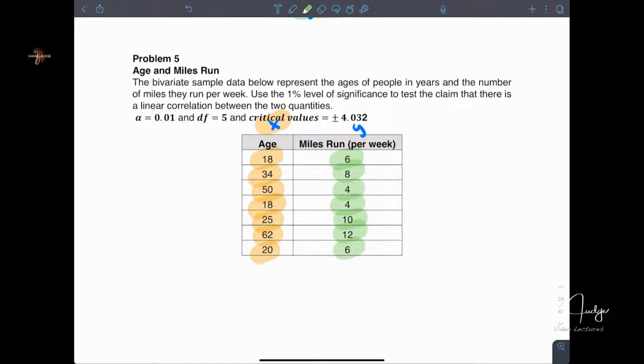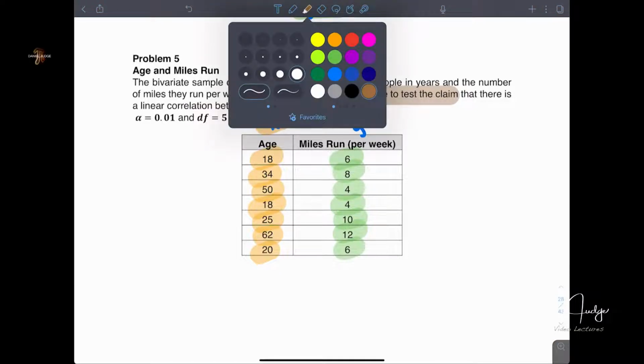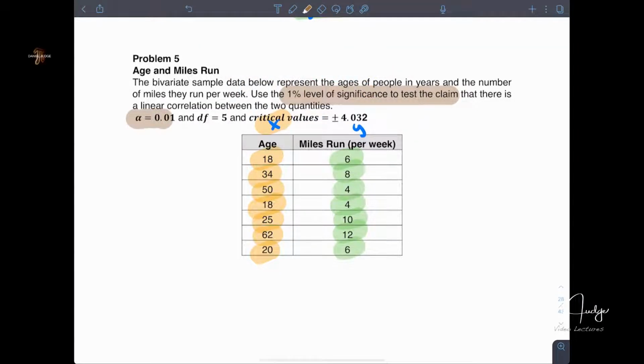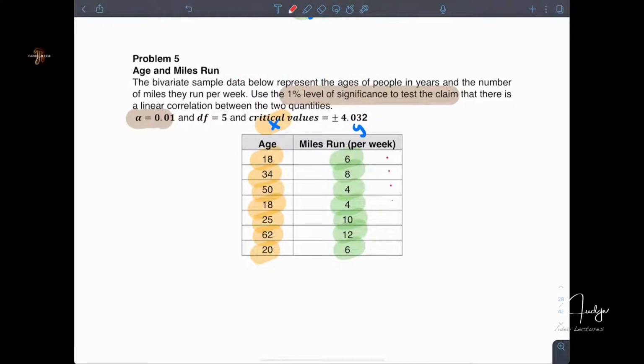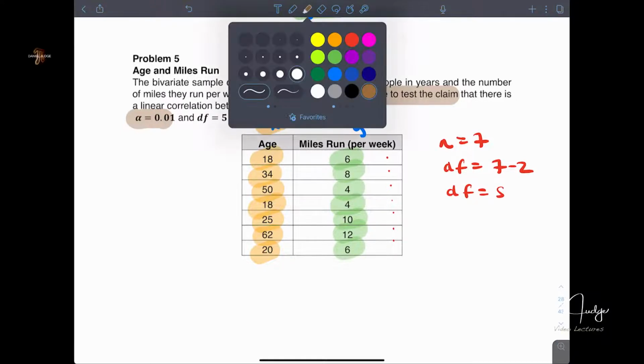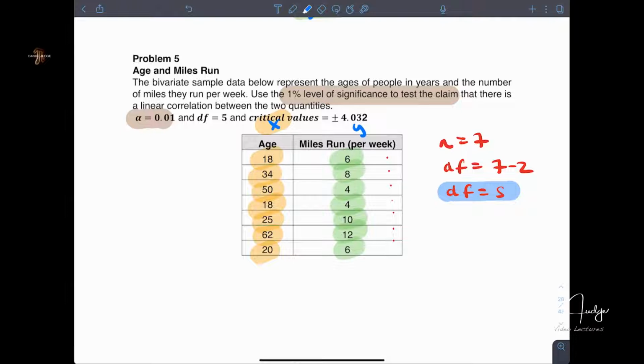Now they say to use the 1% level of significance to test the claim that there is a linear correlation between the two quantities. So notice, yes, in the notes, 1%. If we count the data values, how many are here? 1, 2, 3, 4, 5, 6, 7. Sample size is 7. My degrees of freedom is 2 less, so the degrees of freedom is 5.